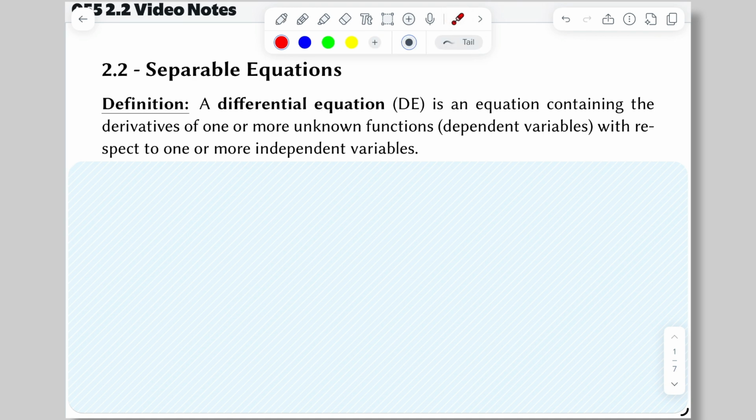We're going to start our look at differential equations with a class called separable equations. First, we define differential equation. It's an equation that contains the derivatives of one or more unknown functions. Those are dependent variables, and we tend to think of those as y, with respect to one or more independent variables, and we often encounter that as x.